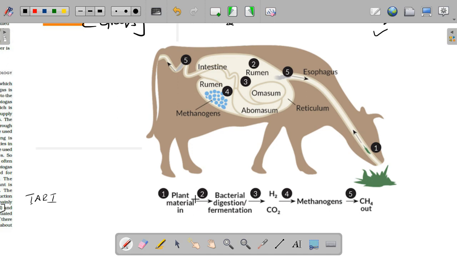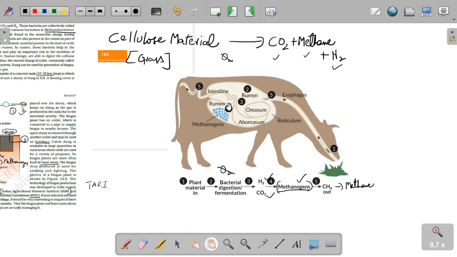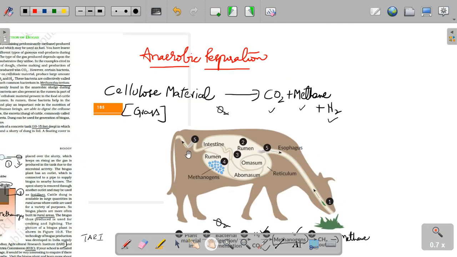And these plant materials having cellulose get digested in the absence of oxygen, which is called anaerobic respiration, and will produce three major components. The most important one is methane, produced by the action of the methanogens. Along with it, you can see production of hydrogen and carbon dioxide. So this will be a basic step for farmers to use this principle and then produce methane artificially.